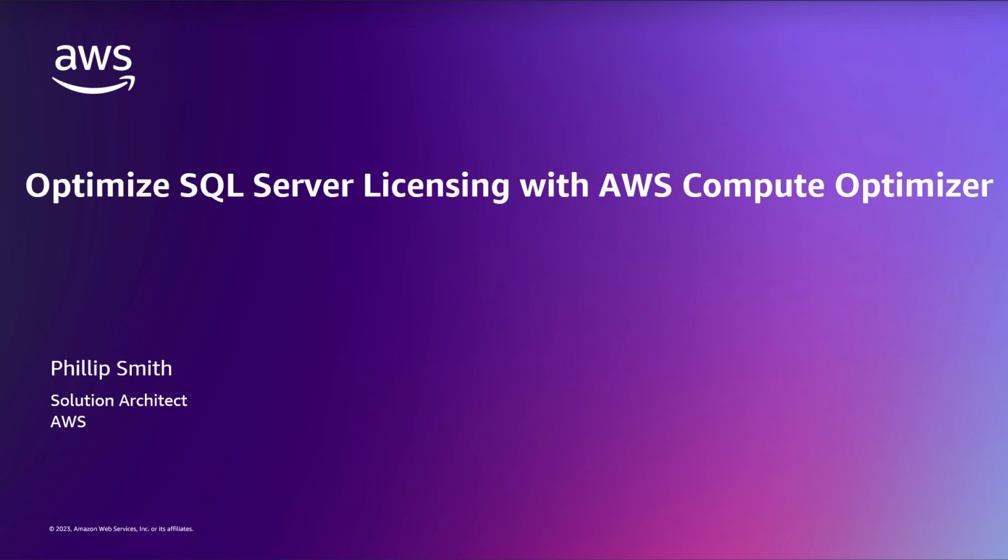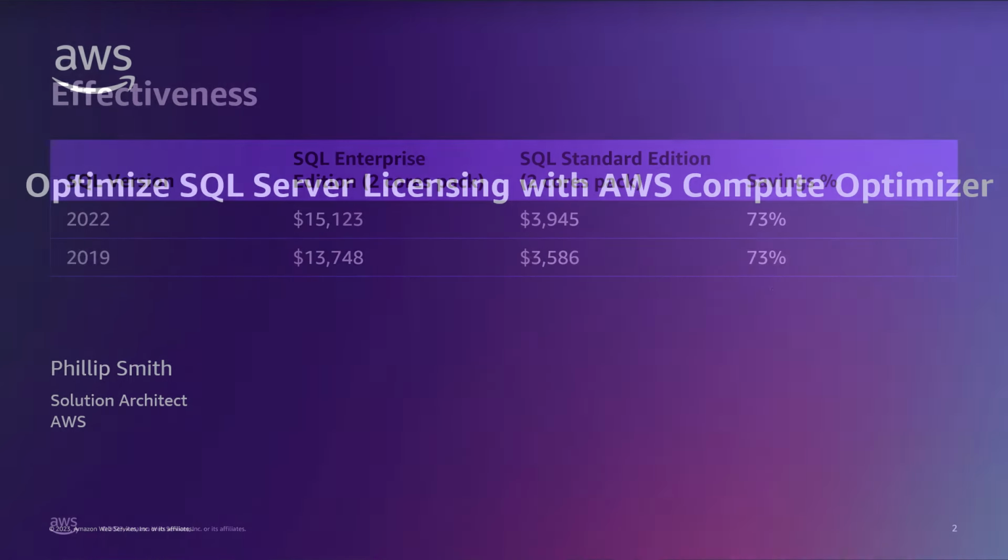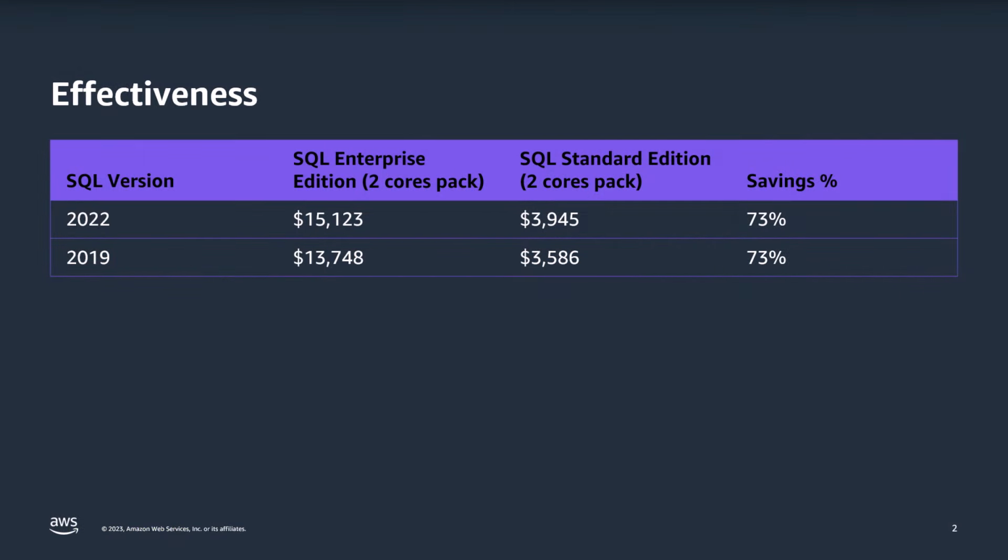In this video, we will show you how to leverage AWS Compute Optimizer to deliver actionable recommendations to optimize SQL Server licensing. AWS Compute Optimizer makes it easier to identify saving opportunities by reviewing current SQL Server features being used and identifying instances where SQL licenses can be downgraded from Enterprise Edition to Standard Edition.